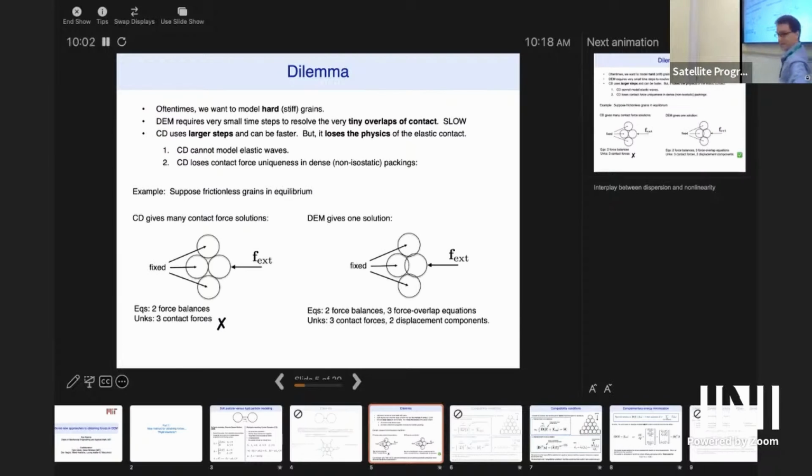So for a total of 5 equations. And yes, I have 3 contact forces, but now I have 2 displacement components as well, which are also unknowns, for a total of 5 unknowns. And this has a unique solution. Green check mark. So here's the question.